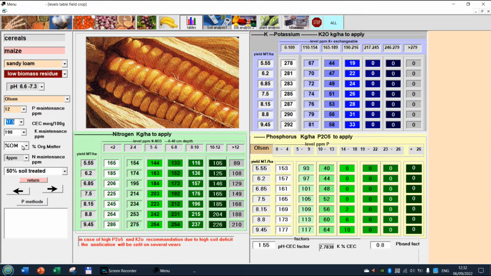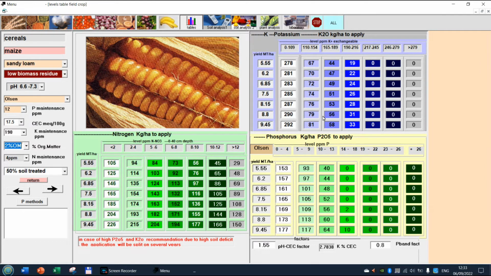Regarding the nitrogen, we shall take in account the level of organic matter, and the level of minimum for the maintenance. Here, once again, we have for different yields and different level of ppm of nitrate in the soil, recommendation of how much nitrogen kilogram per hectare we have to apply.